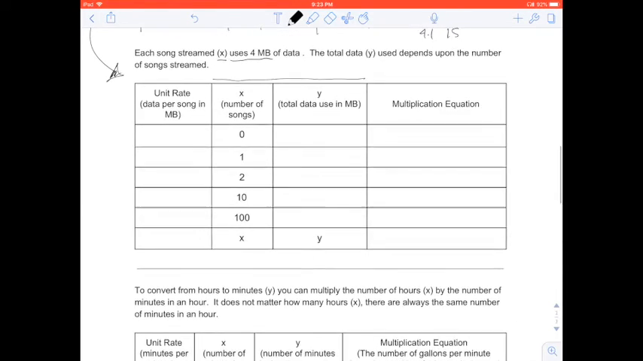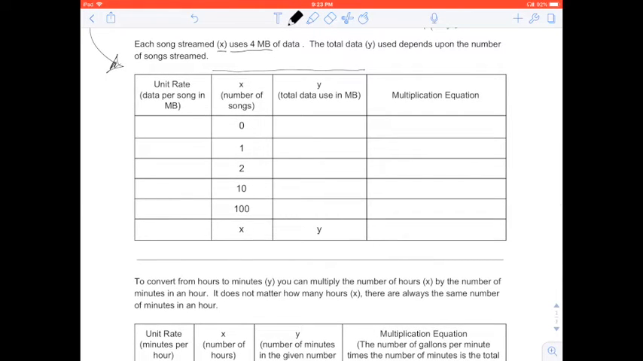Okay. But at any rate, each song streamed uses 4 megabytes of data. Total data used depends on the number of songs streamed. First thing I actually want you to do is see if you can fill out this unit rate column. Okay, and it's labeled such that hopefully you can do that. Can you see within the description of the situation, what is the unit rate? I'll give you a moment. Please pause it while you're doing that.